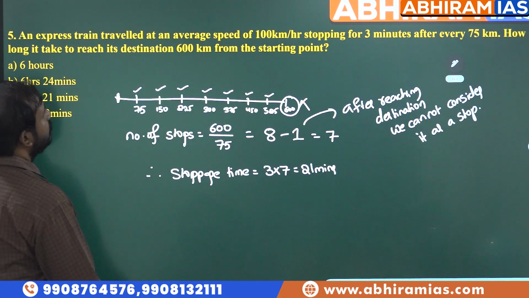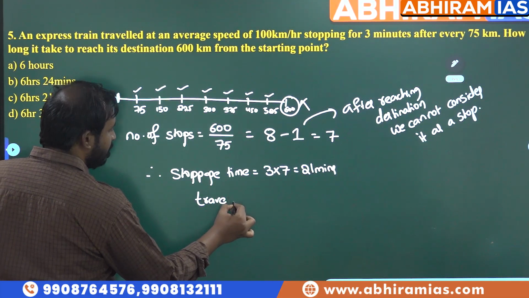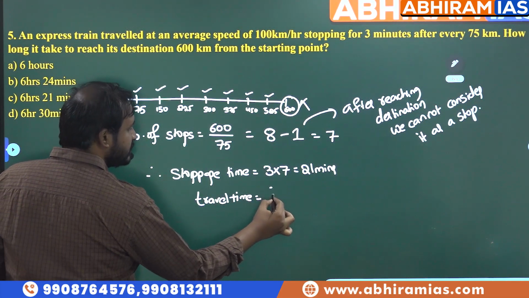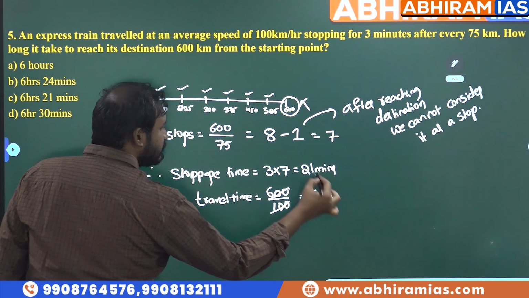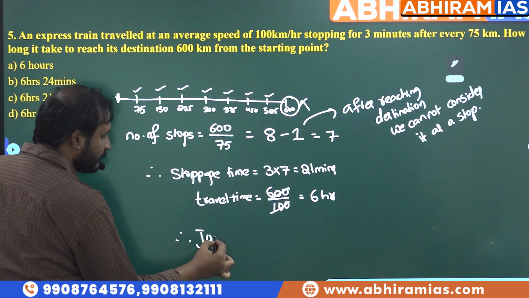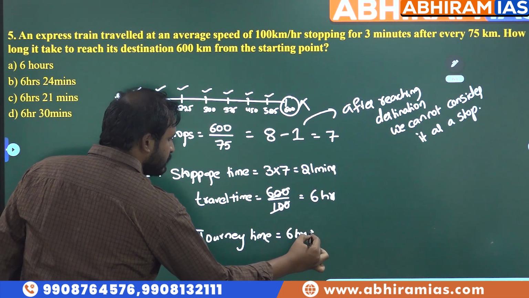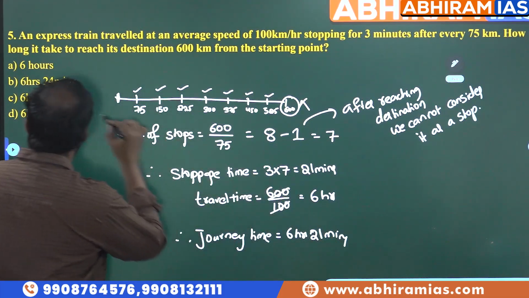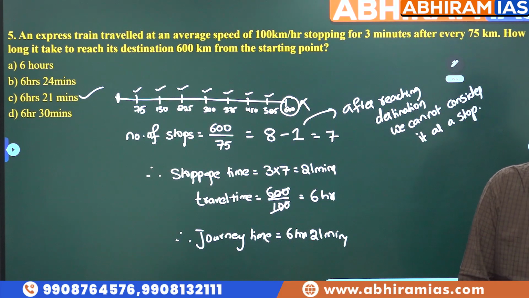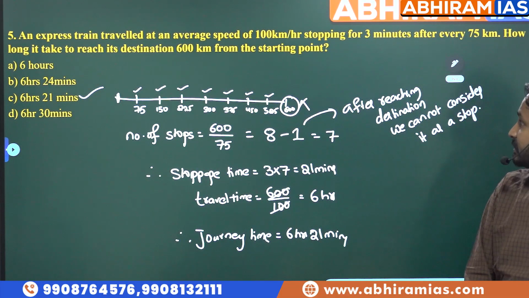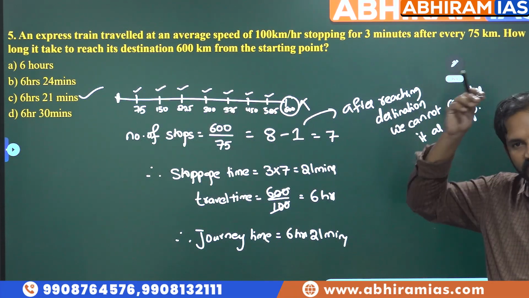And travel time, distance is how much? 600 and speed is 100. So 6 hours. Therefore journey time is equal to 6 hours 21 minutes. Please be careful. Generally students take it as 8 stops, and there is a chance of marking 6 hours 24 minutes. Please be careful. It's not any other concept, just check the stoppages.